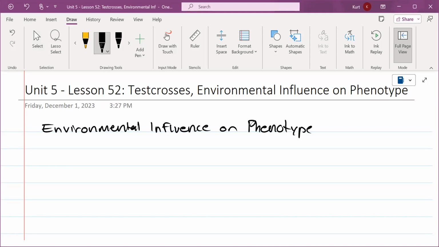Remember that phenotype is what your expression is, what can be measured, what can be observed. Cash's phenotype for his hair is brown. It's what we can see. It's what can be measured. It's what can be observed.